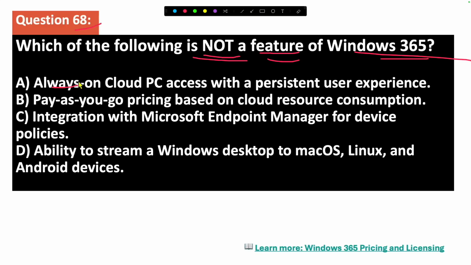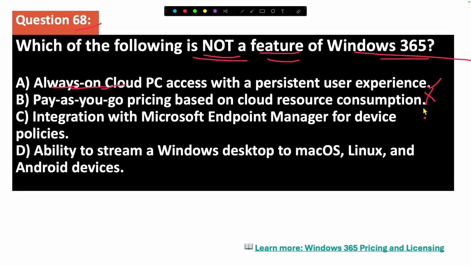Cloud PC is always on, ready for you all the time. When you try to launch it, it immediately opens the experience how you left it before. So it is a correct answer. The second is pay-as-you-go pricing based on cloud resource consumption. That is wrong. I think in the first question in the Windows 365 section, I talked about how one of the key features or highlights of Windows 365 is that it is a per user fixed monthly subscription model, like Microsoft 365, not a pay-as-you-go pricing model.